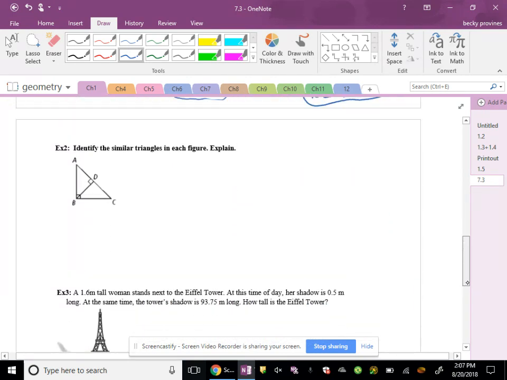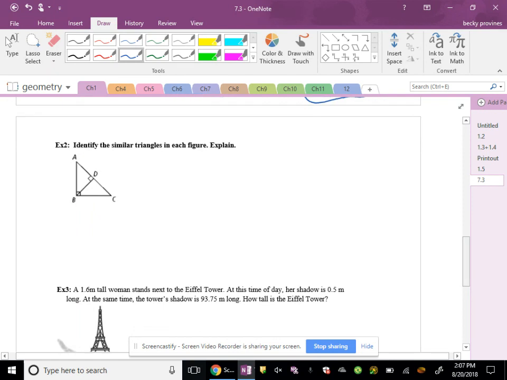Okay, identify the similar triangles in the figure. So when you look at this, hopefully you do see 3 sets of triangles. There's this little one, and this little one, and the big one.